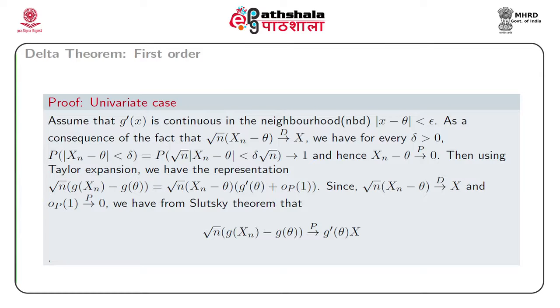Then using Taylor expansion, we have the representation √n(g(Xn) − g(θ)) = √n(Xn − θ) g'(θ) + o_p(1). Since √n(Xn − θ) converges in distribution to X and o_p(1) tends to 0 in probability, it follows from Slutsky's theorem that √n(g(Xn) − g(θ)) converges in distribution to some random variable, which is the first derivative of g(θ) multiplied by X, and this proves the result.